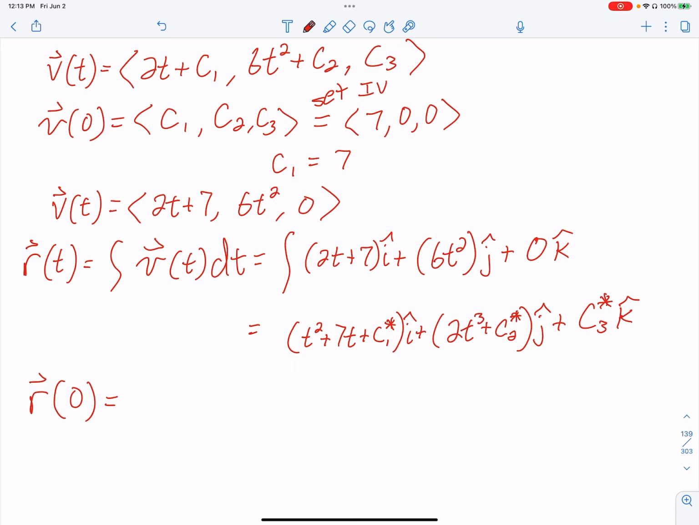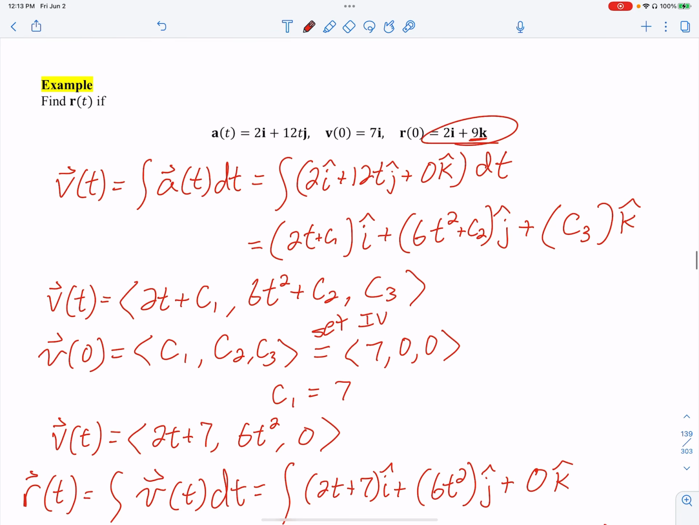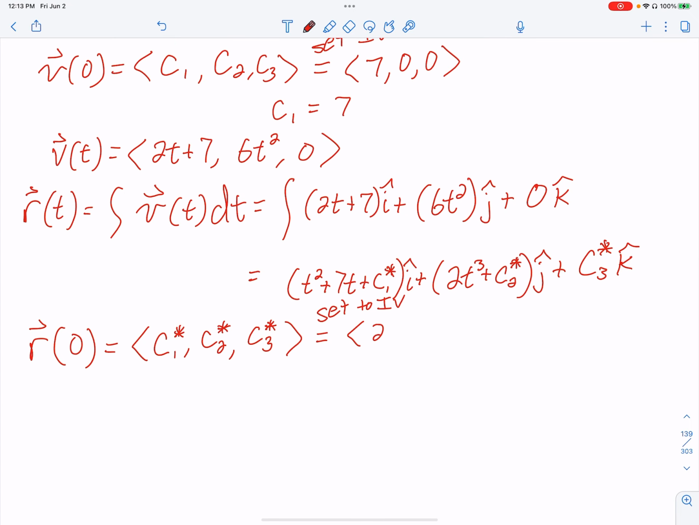So now we're going to plug in 0 to all of that, and we get C1 star, C2 star, and then we get C3 star. All right, we set it equal to IV, initial value. I got to scroll back up to check that out. That's here, 209. So C1 star is equal to 2, and C3 star is equal to 9. The other one's equal to 0. I guess we could write that C2 star is equal to 0.